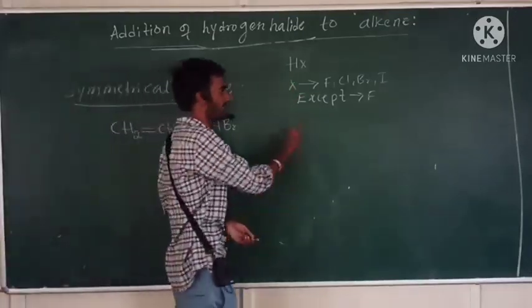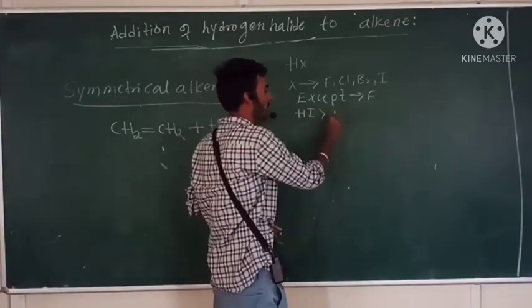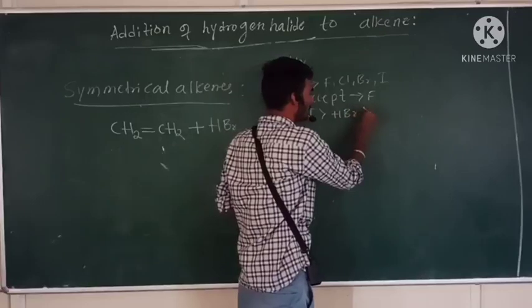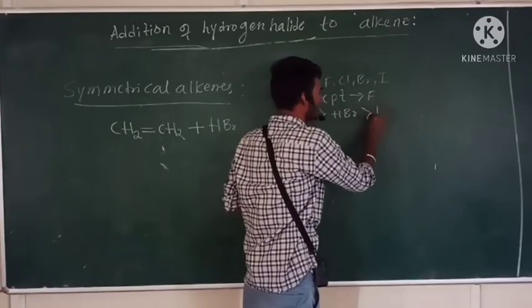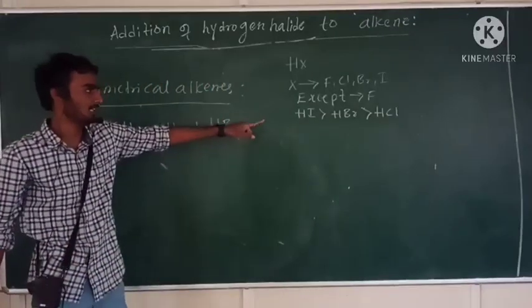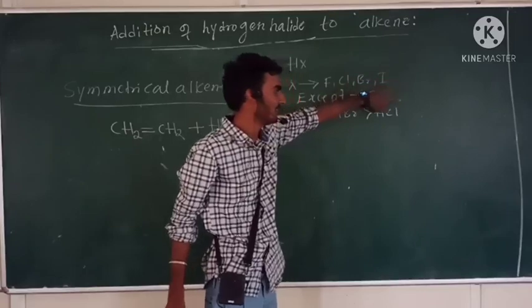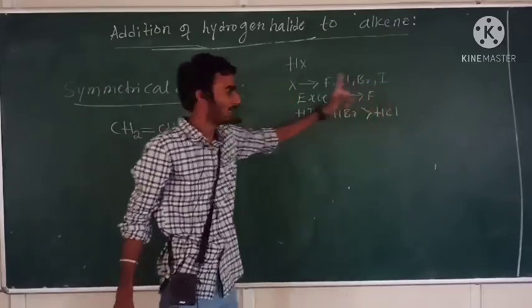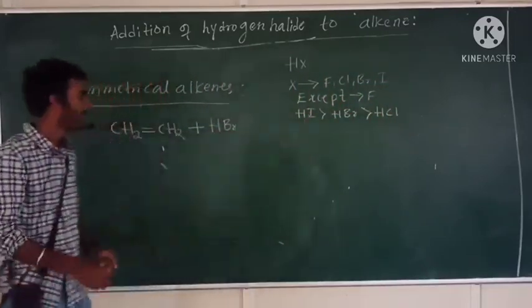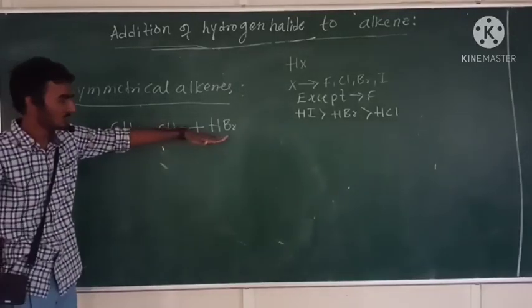The order of reactivity in this reaction is HI greater than HBr greater than HCl. It depends upon the ionization enthalpy of iodine, bromine and chlorine. Chlorine has a higher ionization enthalpy, therefore it is less reactive compared to iodine.